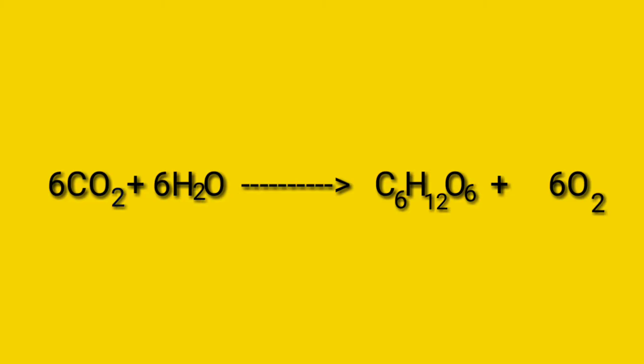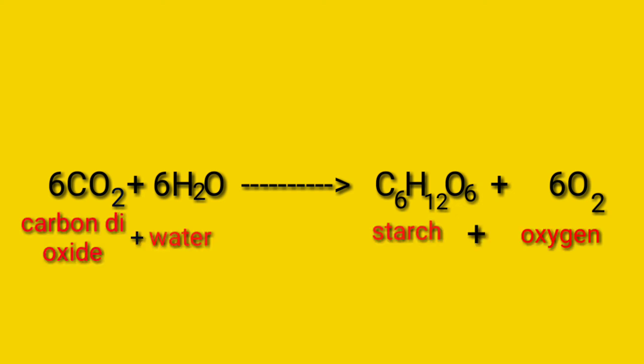The chemical reaction that takes place in the process of photosynthesis is given as 6CO2 + 6H2O → C6H12O6 + 6O2. In this reaction, 6 molecules of carbon dioxide combine with 6 molecules of water and produce starch and 6 molecules of oxygen. This oxygen is released into the atmosphere and then it is taken by humans and animals.